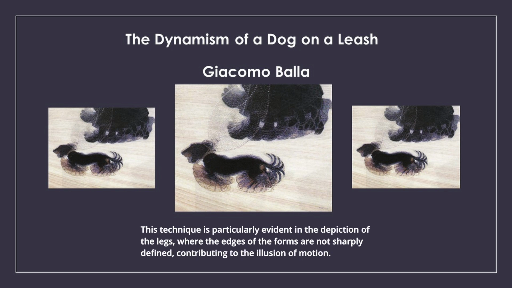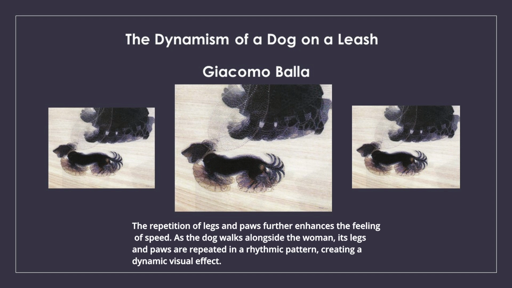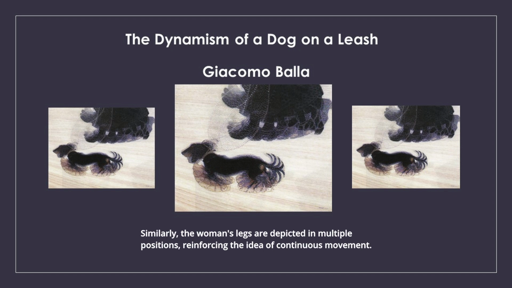This technique is particularly evident in the depiction of the legs, where the edges of the forms are not sharply defined, contributing to the illusion of motion. The repetition of legs and paws further enhances the feeling of speed. As the dog walks alongside the woman, its legs and paws are repeated in a rhythmic pattern, creating a dynamic visual effect. Similarly, the woman's legs are depicted in multiple positions, reinforcing the idea of continuous movement.